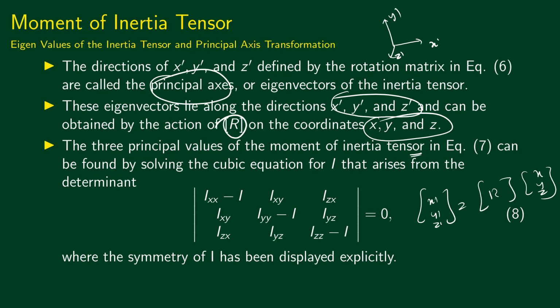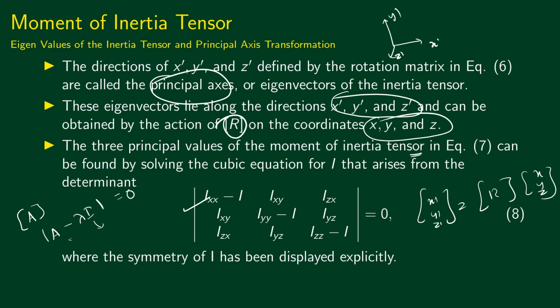The eigenvalues can be found by solving the eigenvalue equation. We already know this, all right? If you have a square matrix A, the eigenvalues can be found by solving the characteristic equation, the determinant of A minus lambda I equal to 0, where I here is the unit matrix. We could do the same thing for the components of the moment of inertia tensor, and we get a characteristic equation of this form.